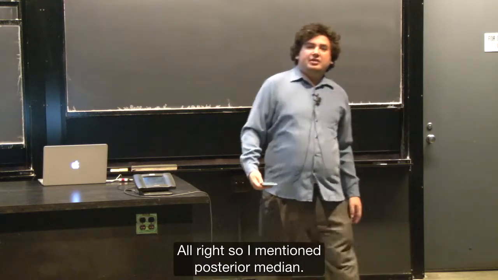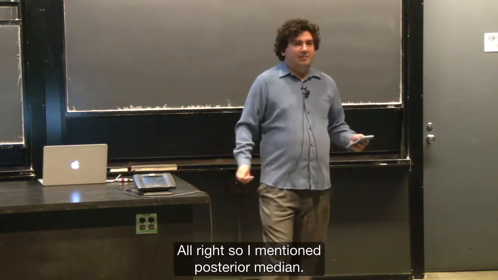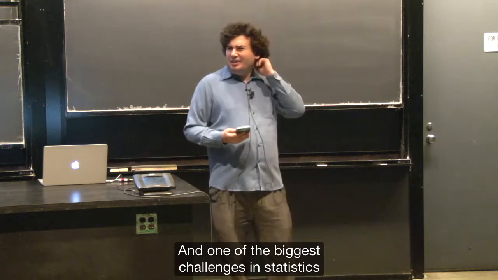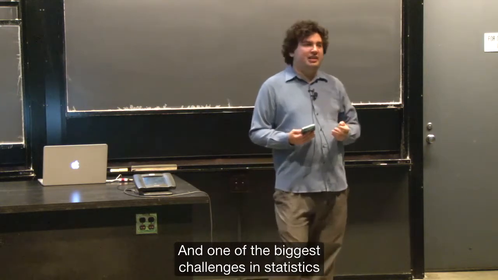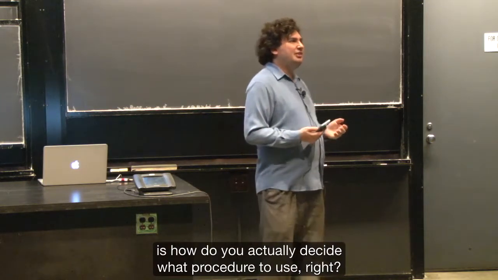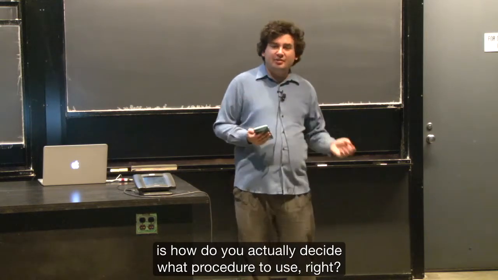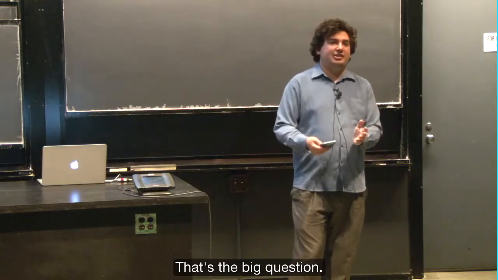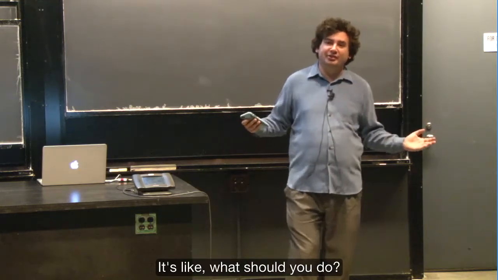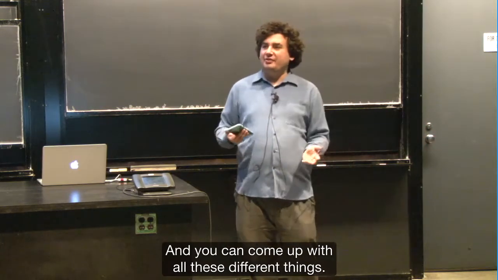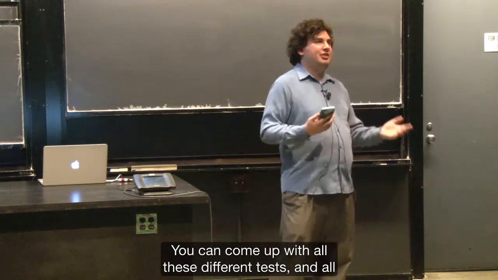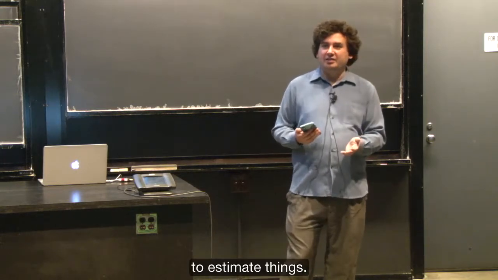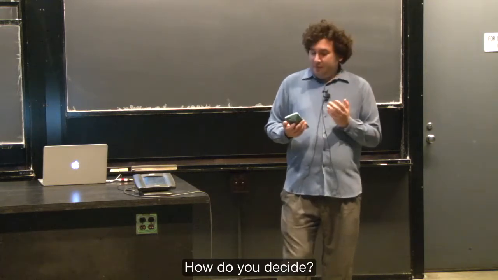All right, so I mentioned posterior median, and we mentioned posterior mean, and one of the biggest challenges in statistics is how do you actually decide what procedure to use, right? That's the big question. It's like, what should you do, okay? And you can come up with all these different things, right? You can come up with all these different tests and all these different procedures and all these different ways to estimate things. How do you decide?